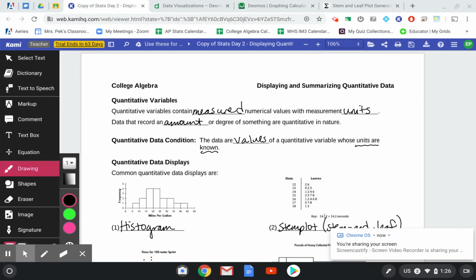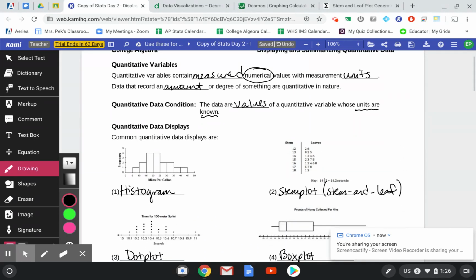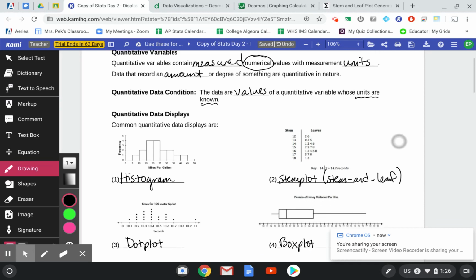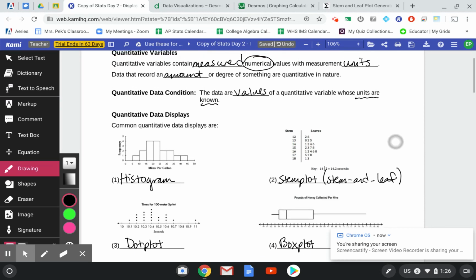So quantitative variables contain measured numerical values. Numerical is kind of the key piece there, but it's numbers that were measured, and they have measurement units. So the data that we record is an amount or a degree of something that's quantitative in nature. The quantitative data condition is that the data have to be values of a quantitative variable whose units are known. So we have to know what those numbers represent.